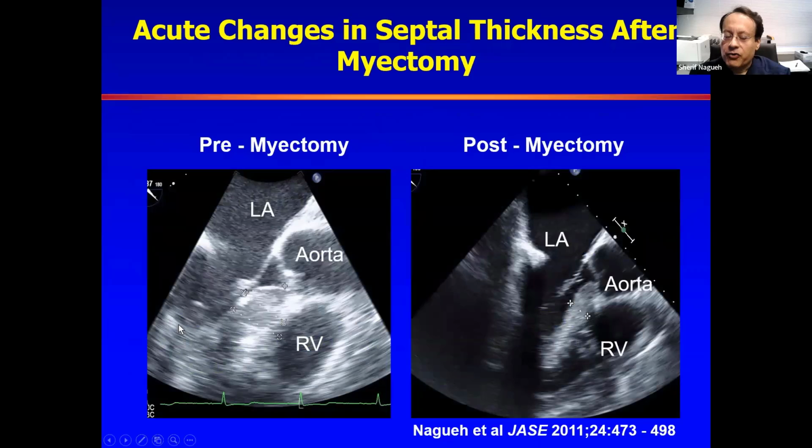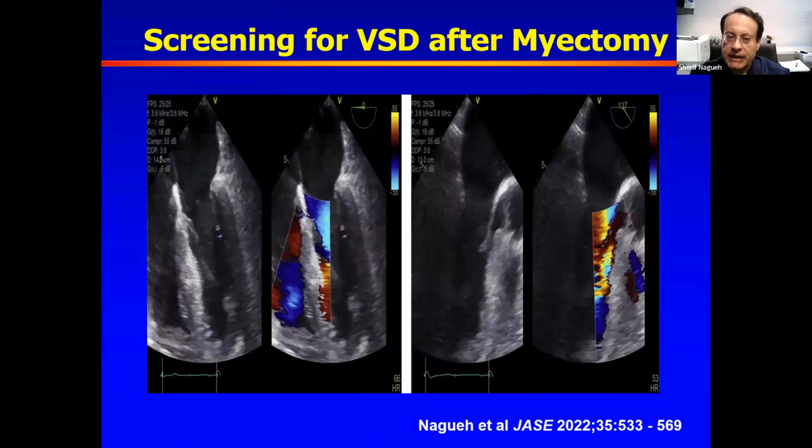Echo plays a critical role during myectomy. You can look at septal thickness, you can look at mitral valve motion, you can look at gradients and what happens to them after surgery. That's a nice example. I would tell you that septal thickness measurements in the immediate post-op setting perhaps can overestimate in some cases the actual residual thickness that the patient ends up with because of edema of that vessel.